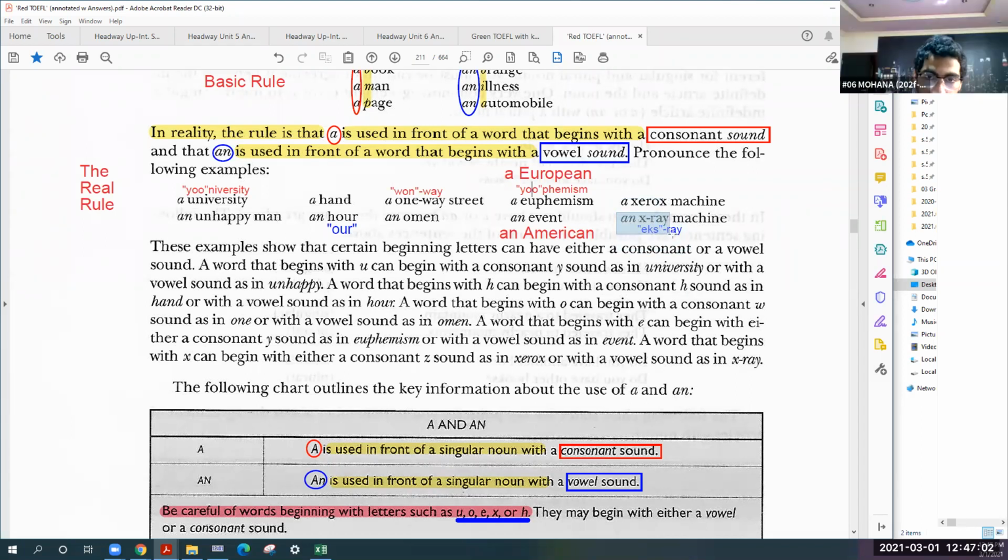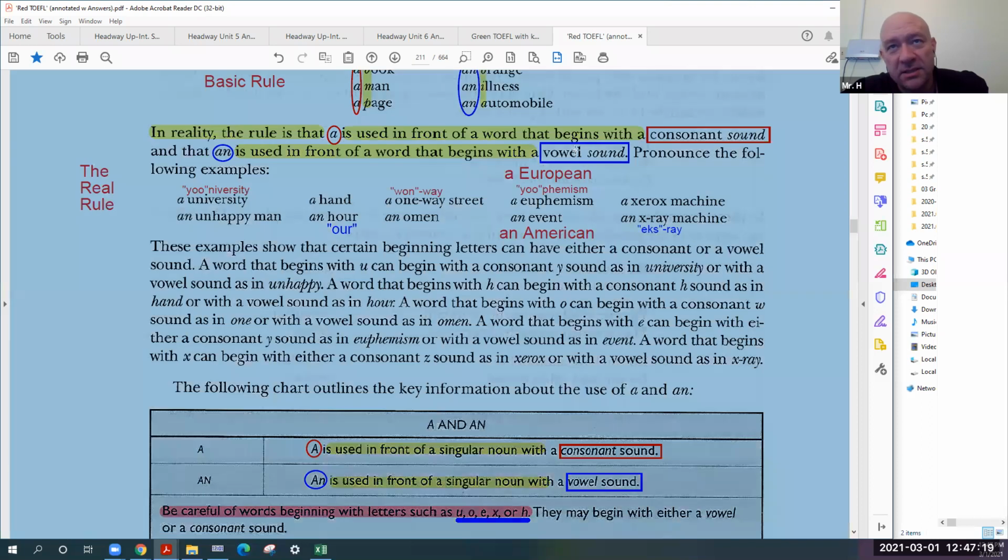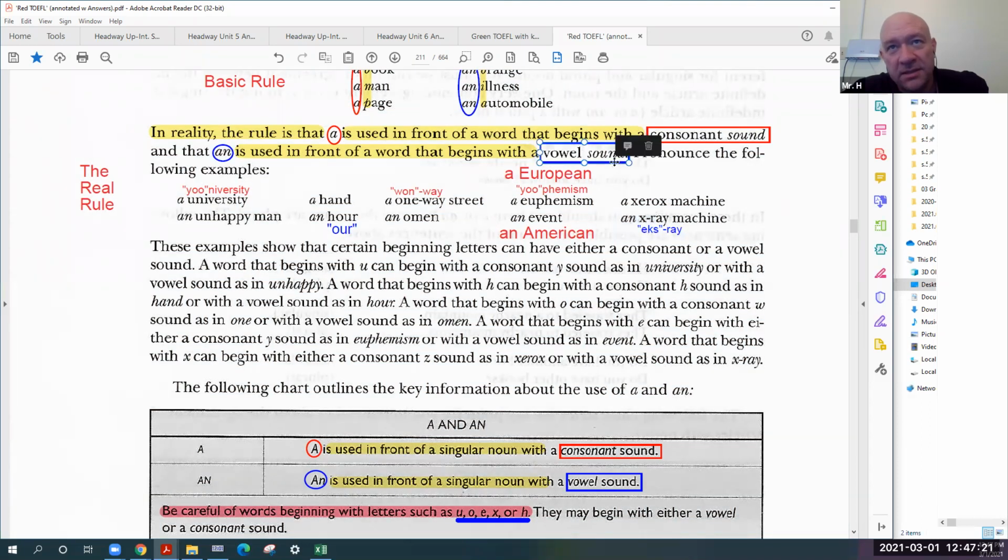An X-ray machine. Now, what's the difference between above and below? It's the sound, right? What sound do we have here? X. That is called a vowel sound. X-ray machine is a vowel sound.